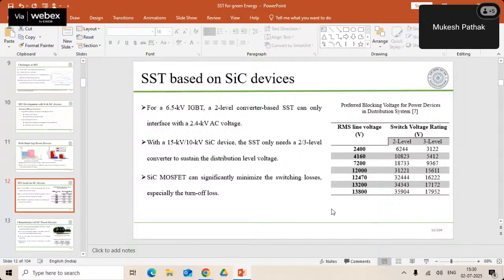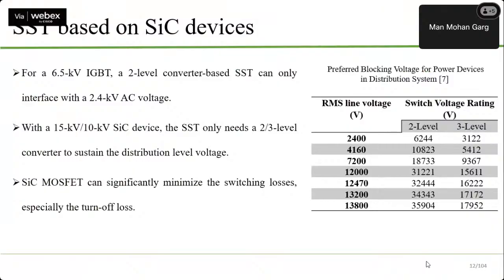Okay, I'll start again. So that means the power rating of devices for two level and three level for different input voltages. It is quite logical to think that as the input voltage increases, the device voltage rating also increases, and much faster. For example, if the input side voltage is 13.8 kV, the device voltage rating would be 35.9 kV.